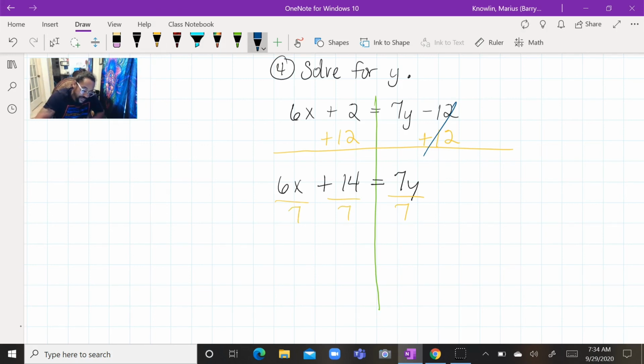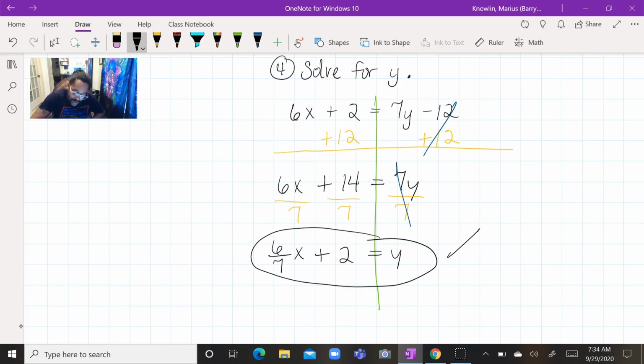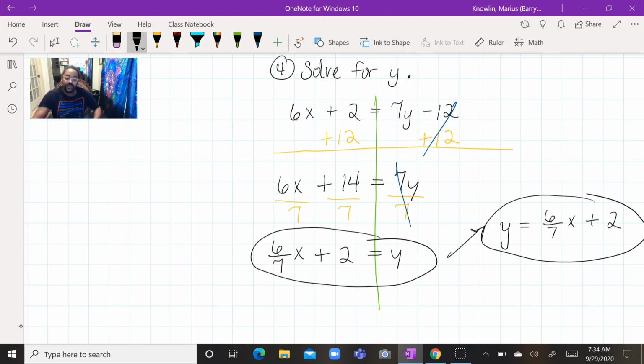And when we do that, the 7's cancel out, and we're left with y equals, well, 7 can't go into 6, so this would be 6/7 x plus 14 divided by 7 is 2. So you could either write it like this, or you could write it as y equals 6/7 x plus 2. Final answer. And that will conclude today's lesson about literal equations, or writing a rule from an equation.